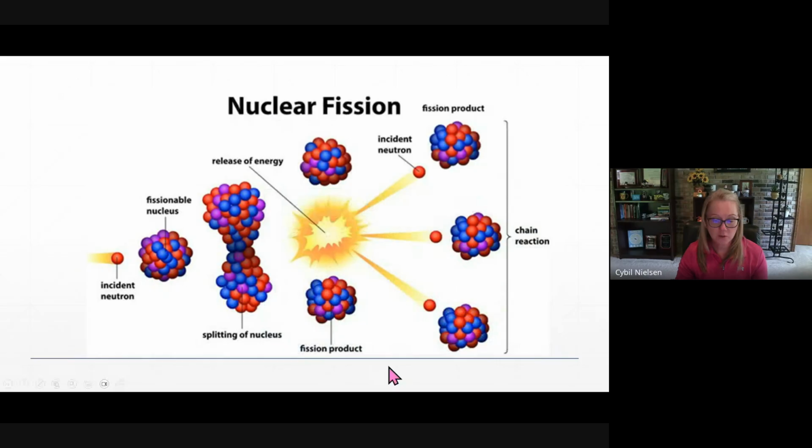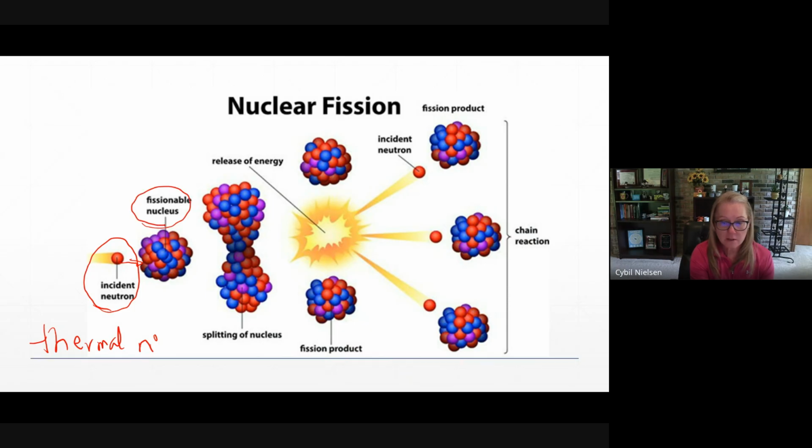So we'll talk about fission first. With fission, again, we're going to add a neutron, but we're going to slow the neutron down. How do we slow it down? We use moderators, and we call it a thermal neutron. So we slow the neutron down. It hits the fissionable nucleus. This fissionable nucleus is uranium-235. It's always uranium-235.